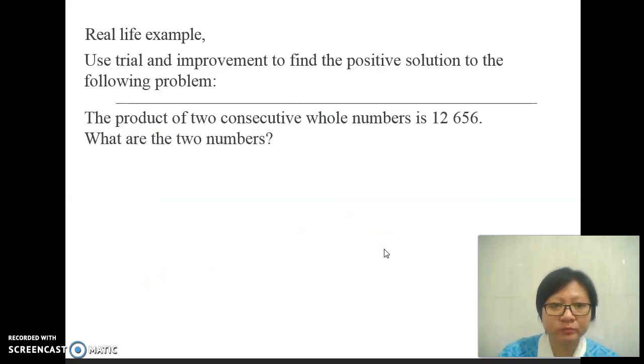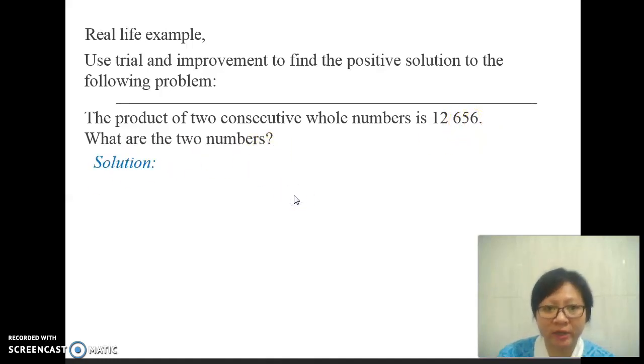Next, use trial and improvement to find a positive solution to the following problem. The product, it means the multiplication of two consecutive whole numbers. Consecutive means following after another, is 12,656. What are the two numbers?